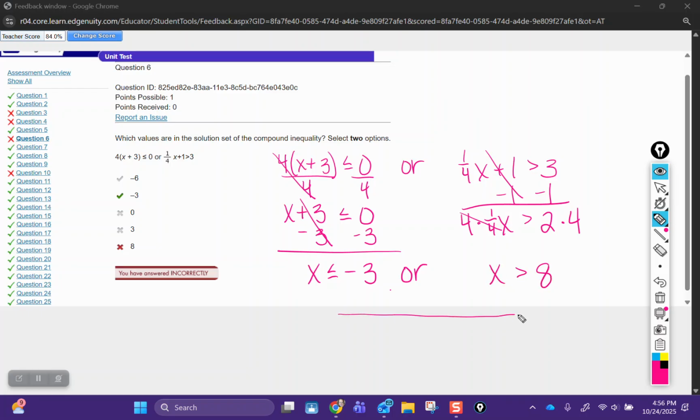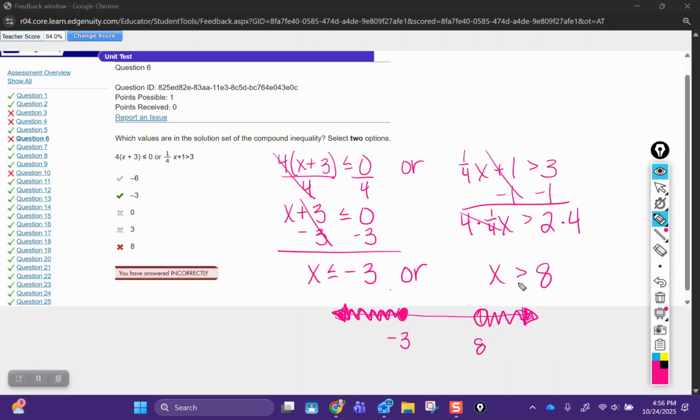I like to put these on a number line so we can see. My solution set number lines, remember, go in numerical order. So I'm talking about all of the values that are less than or equal to negative 3, so this way, or greater than 8. Okay, this is why 8 doesn't work.